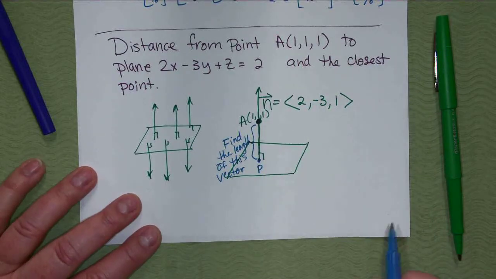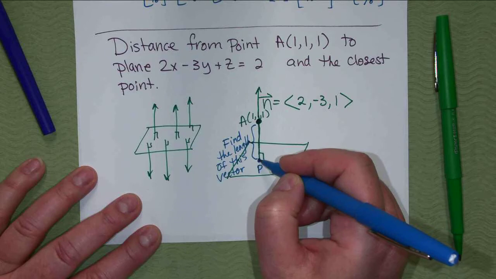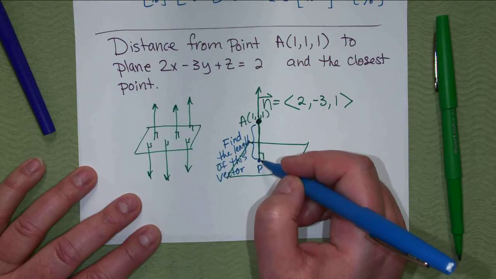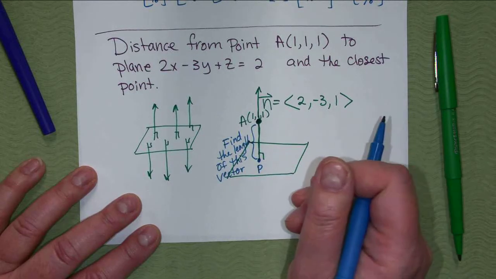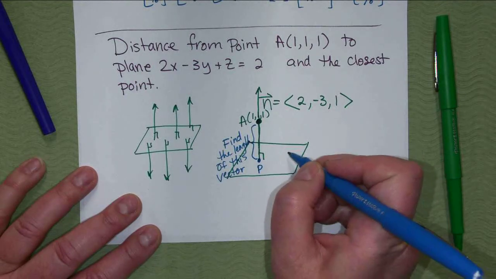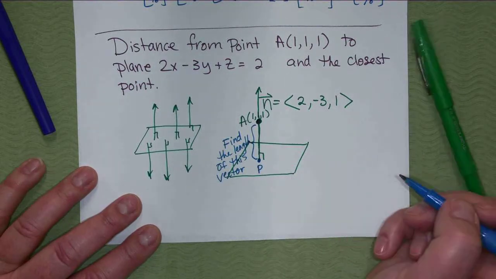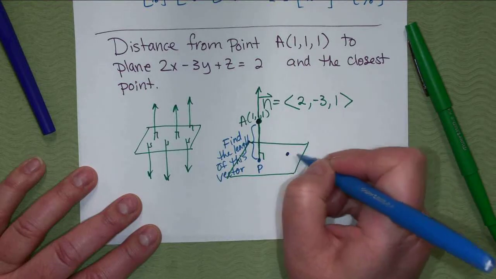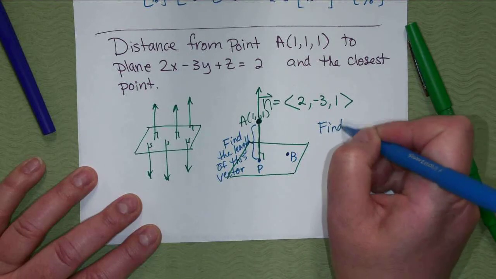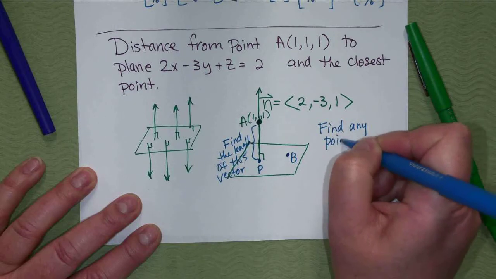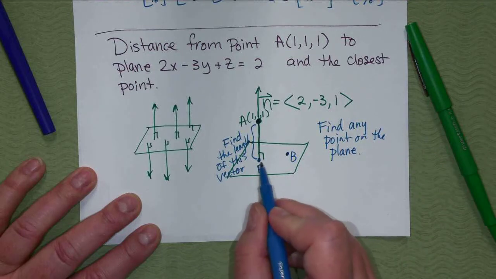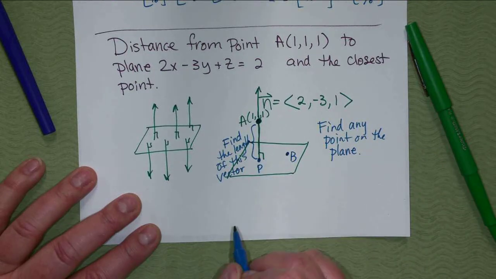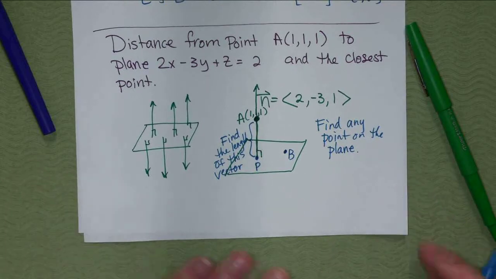So we don't know P. And when we find a point on the plane, we could fluke and find the right point, but doubtful. It is possible, though, that you find the right point, but we'll pretend we didn't, even if we do. So what we need is a third point to make that triangle. So let's find any point on the plane. We'll call it B. And once in a while, someone will accidentally find the right point. So B, we want any point on the plane.